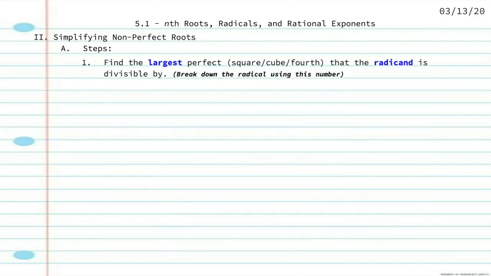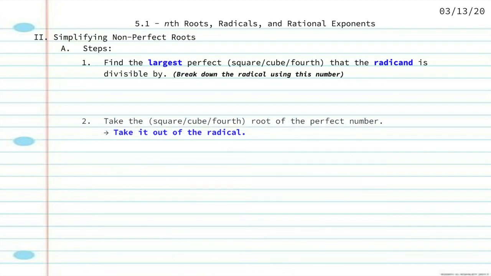So these are the steps. Step 1, find the largest perfect square, cube, or fourth that the radicand is divisible by. Break down the radical using this number. Obviously, we can't exactly pinpoint if we are going to find the largest square, cube, or fourth until we know which one we're dealing with. And you'll see more of that as we get to our examples.